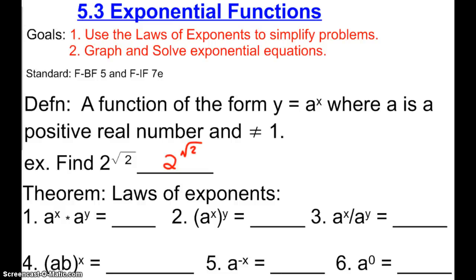The focus of the lesson today is on exponential functions, and our goal is going to be to use the laws of exponents to be able to simplify problems, a skill you're going to use a ton in calculus. The first thing we'll talk about is just defining an exponential function.